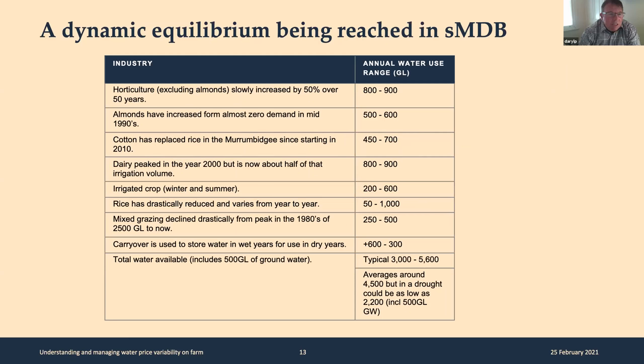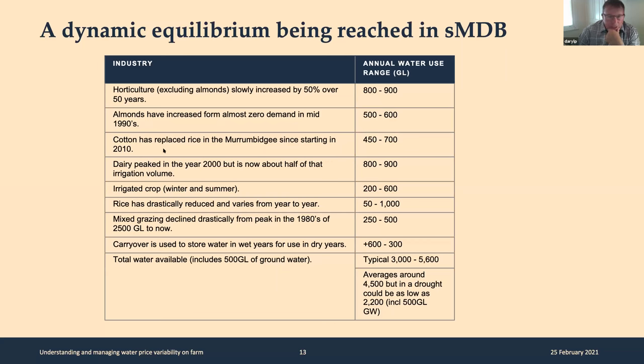So this is where we see a dynamic equilibrium being reached. We're not ones to say all the water will flow to the highest end user, because there's a limitation on what they can use because they're limited by the drought, and that's those higher value permanent horticulture. Over the years it has increased, including almonds, using a range of about 800 to 900 gigs. Almonds were pretty much zero in the 90s, but are a significant user and growth factor, looking to be around 500 to 600 gigs.